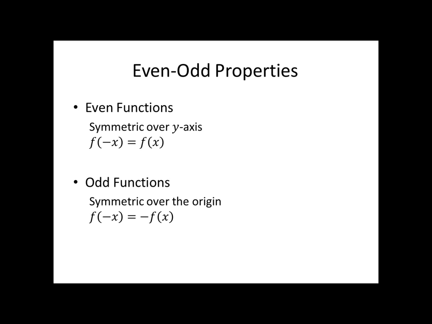Now let's talk about some even and odd properties. Now you remember that an even function is a function that can be reflected over the y-axis. An odd function is one that is symmetric over the origin. That means that things in the upper right are reflected down to the lower left. Even functions, not only are they symmetric over the y-axis, but if we plug a negative into our x, well, that negative just basically goes away. Odd functions, not only are they symmetric over the origin, if we plug that negative in with that x, that negative will move out in front of the function.